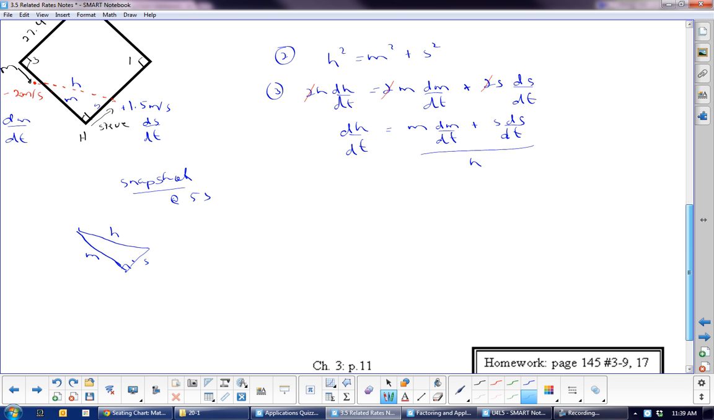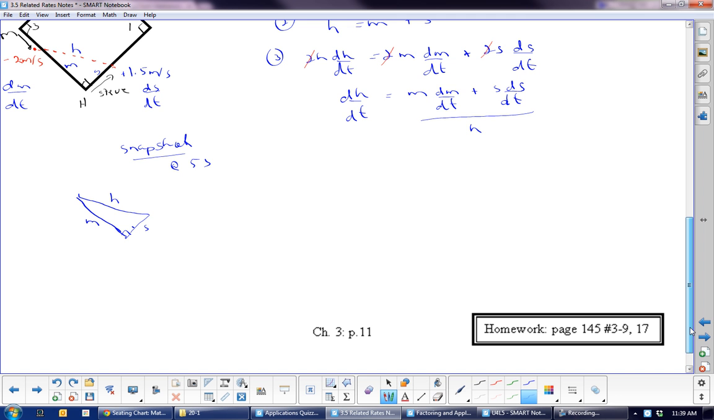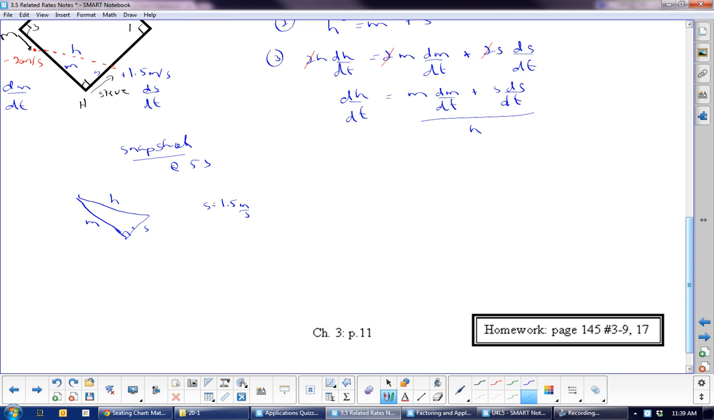Now, the easiest one to figure out is S. Why is S so easy to figure out? It's 1.5 meters per second times 5 seconds. Okay, so for S, because the snapshot is at 5 seconds, that's 1.5 meters per second times 5 seconds. Steve has gone how far? 7.5 meters.